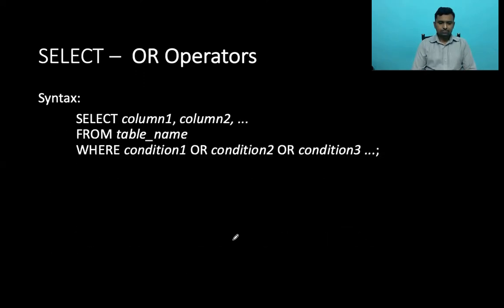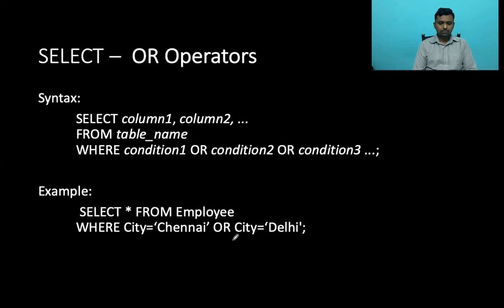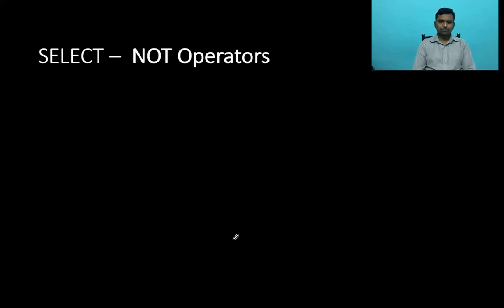Okay. And now the or operator. Or means either this or that. If any of the conditions is satisfied, then print it. Here I'll say either Chennai or Delhi. So people who live either in Chennai or in Delhi, those rows will be printed, right? So this is how you use the or operator.